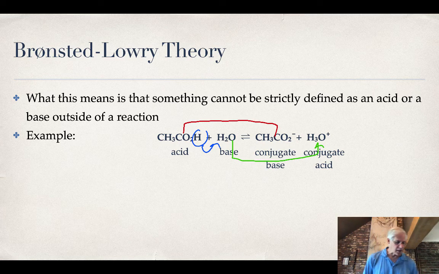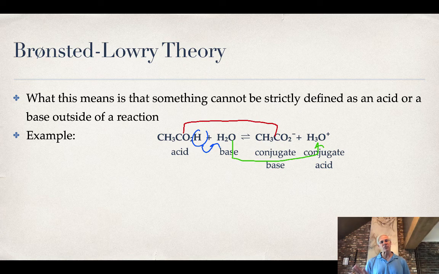So the CH3CO2H donated an H plus. That makes it a Bronsted-Lowry acid in this reaction. And the water behaved as a base because it accepted an H plus. Now, we don't normally think of water as a base or as an acid. But again, that's a lot of times thinking in terms of the Arrhenius theory. With Bronsted-Lowry theory, we have to see what did it do during the course of the reaction. And here it accepted an H plus, so we have to classify it as a base.